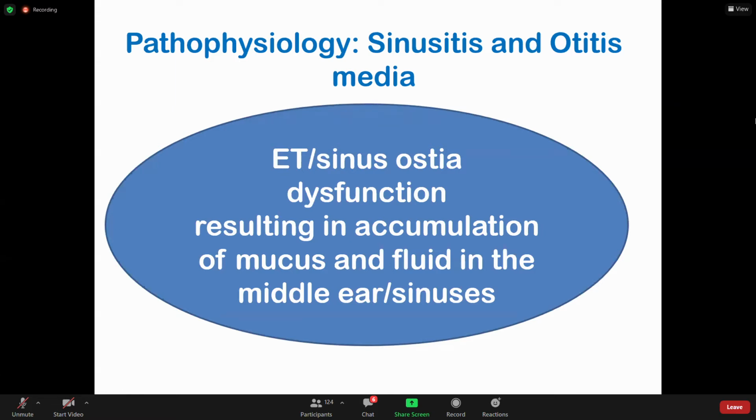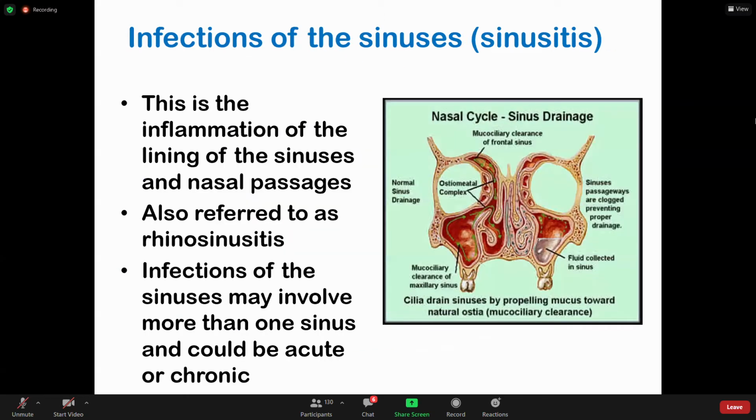And the resultant effect is that you're going to have accumulation of body fluids. It could be mucus, it could be fluid in these areas that are served by the openings. In this case, with otitis media, the middle ear. With the sinuses, it's the sinus ostia. So let's look at this in greater detail.